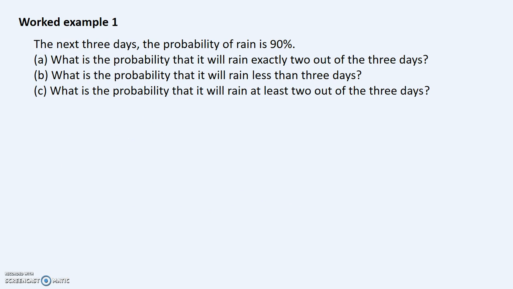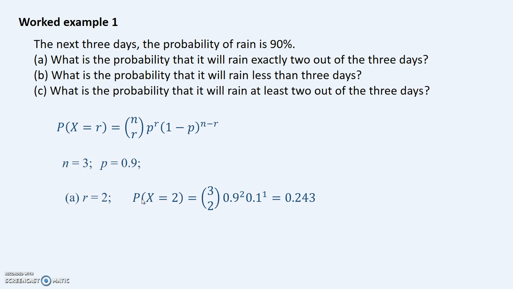Okay, so now we'll look at a worked example. In the next 3 days, the probability of rain is 90%. What's the probability it will rain exactly 2 out of the 3 days? Well, we're going to use this formula. N equals 3 because there's 3 days. P is the probability of success. In this case, success means that it rains. So 90%, so 0.9. This question is asking exactly 2 out of the 3 days, so R will equal 2. And then we just put that in our formula.